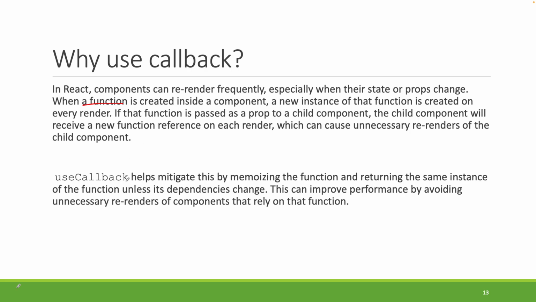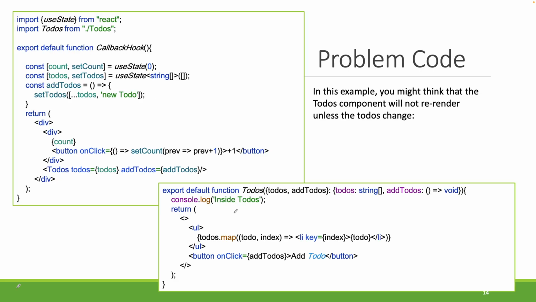So useCallback can help mitigate this by memoizing the function and returning the same instance of the function unless its dependencies change. This can improve performance by avoiding unnecessary renders of the components that rely on the function. So here we will take a look at an example which has a problem. Then we will try to solve it with useCallback. Okay, so now let me show you.